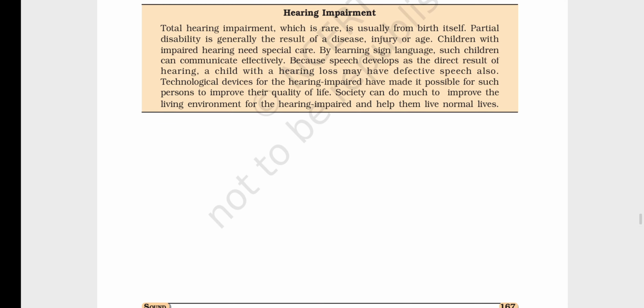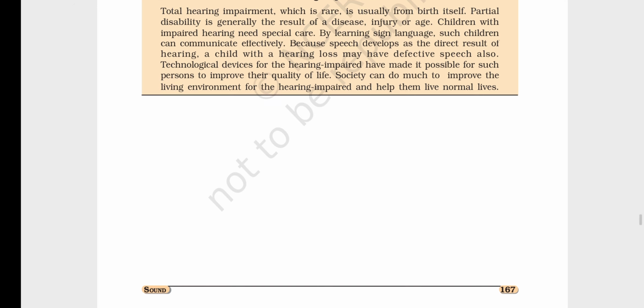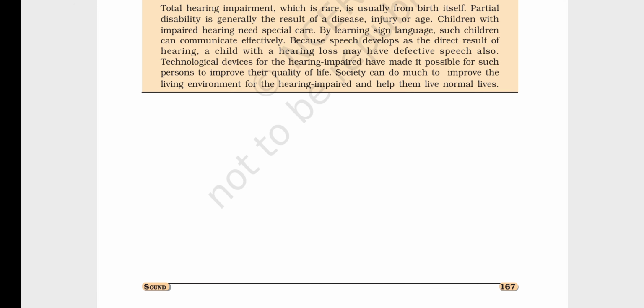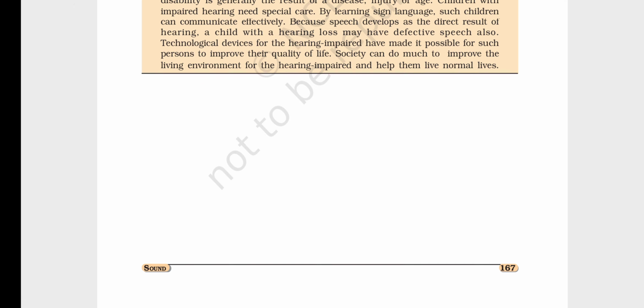Hearing impairment. Total hearing impairment, which is rare, is usually from birth itself. Partial disability is generally the result of a disease, injury, or age. Children with impaired hearing need special care by learning sign language. Such children can communicate effectively because speech develops as the direct result of hearing. A child with a hearing loss may have defective speech also.